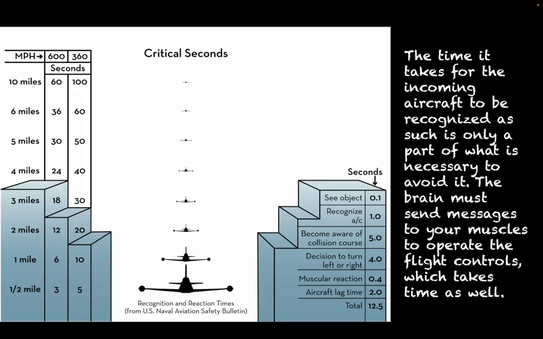So again, it takes time for this incoming aircraft to be recognized as such, and that's really only just a part of what's necessary to avoid it. The brain has to send messages to and from the muscles, so we have lots of different things happening inside the body that all take time. So that is what produces this reaction time of 12.5 seconds. See the object, recognize that it's an aircraft, become aware that it's on a collision course with you, make the decision to turn left or right, having the signal sent from your brain to your muscle. So it all takes time.